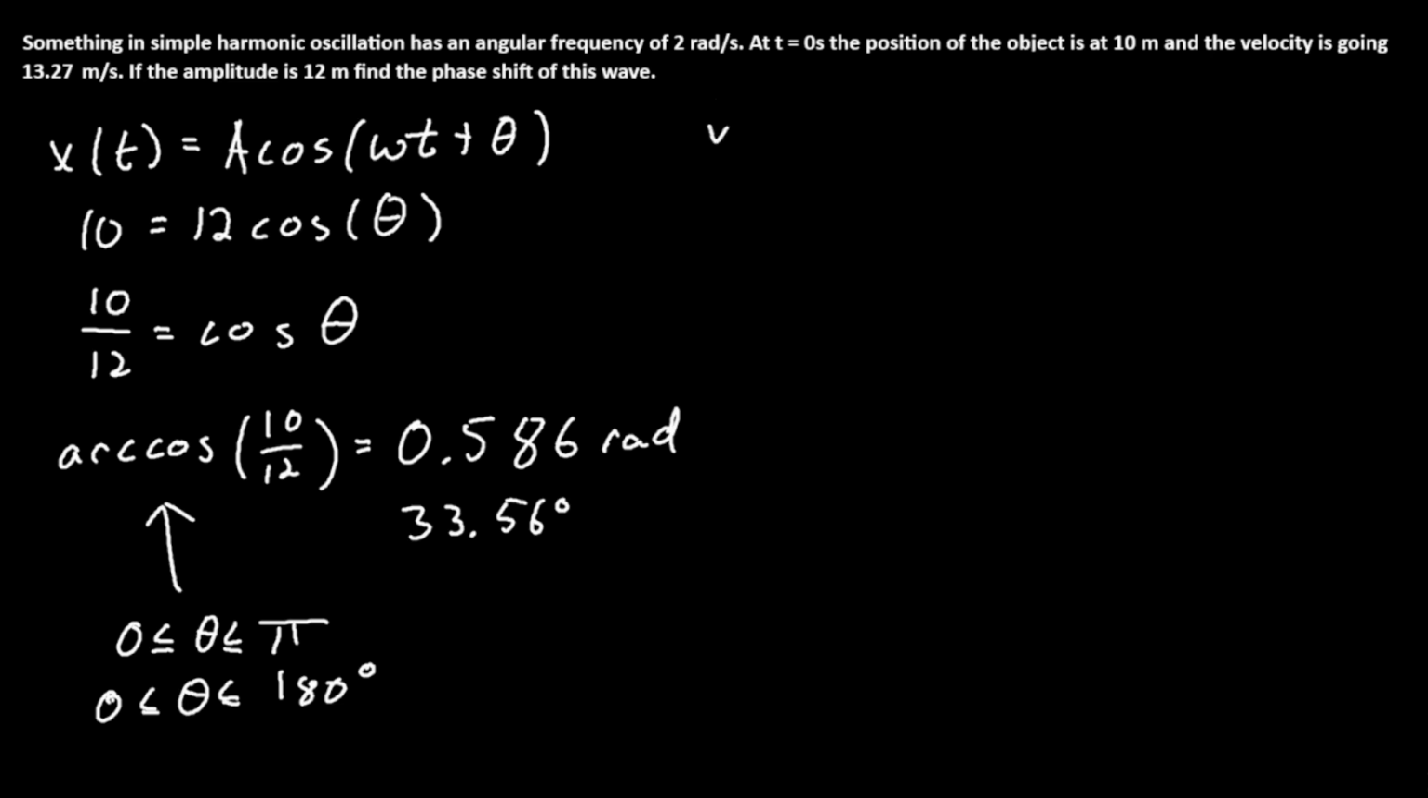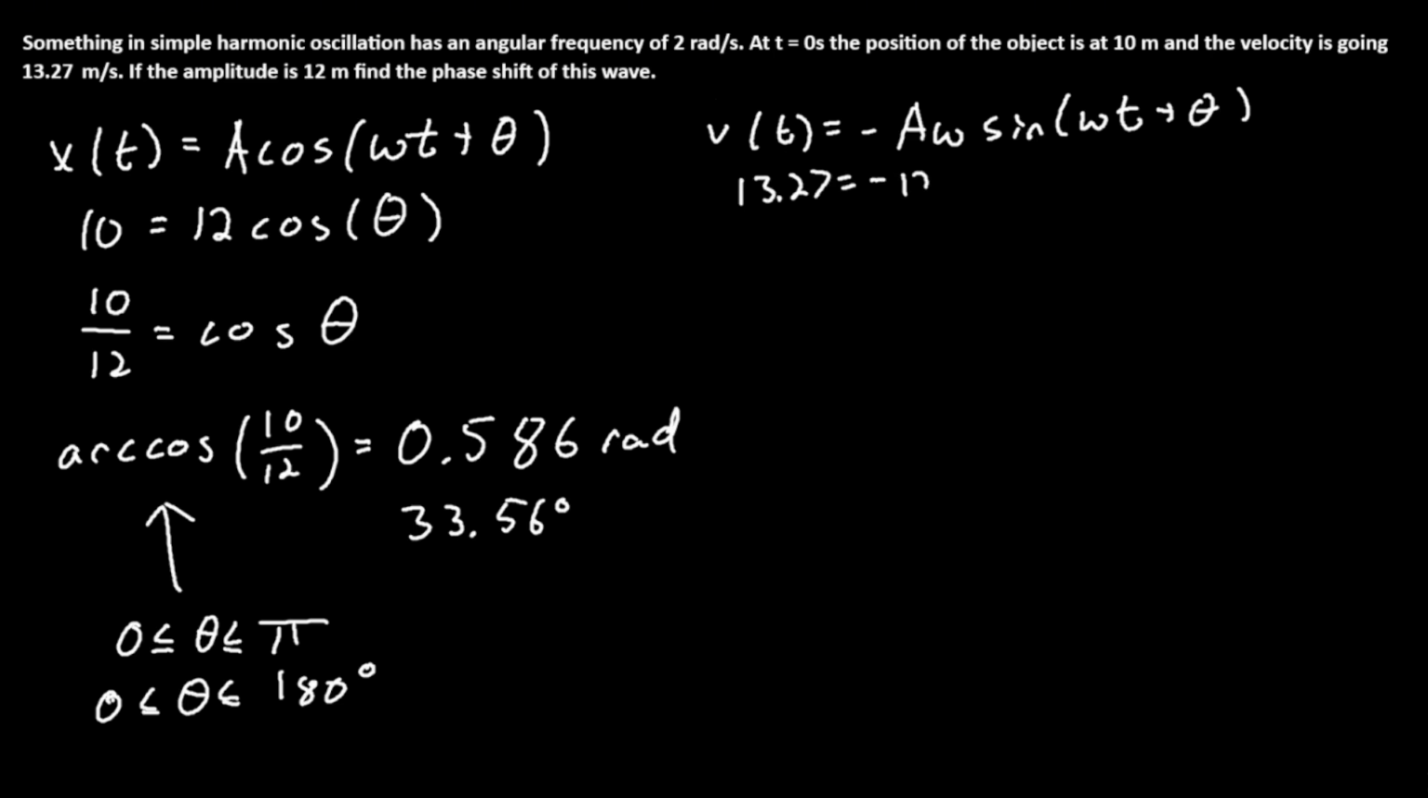And how do you do that? Well, we can write it down in velocity. So let's write down the velocity formula. Let's solve for the phase shift with the velocity formula. So the velocity formula is negative amplitude times your angular frequency times the sine of your angular frequency times time plus theta. So if we just plug everything in, at time equals 0, your velocity is 13.27 meters per second.